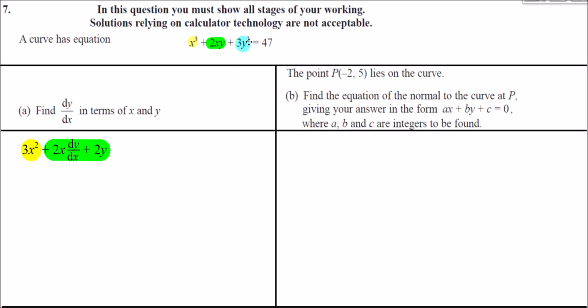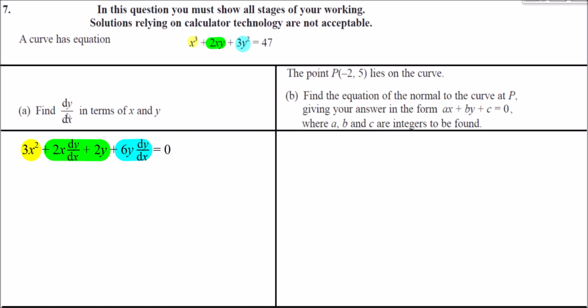This one, 3y squared, this isn't a product rule, this is just simply implicit differentiation. Imagine you were differentiating 3x squared. 3x squared would go to 6x. 3y squared, treat it in exactly the same way, then just shove a dy by dx on the end. So 3y squared goes to 6y, then a dy by dx shoved on the end. So the left-hand side differentiates to this. The right-hand side is 47, which is just a constant number. That will therefore become 0.